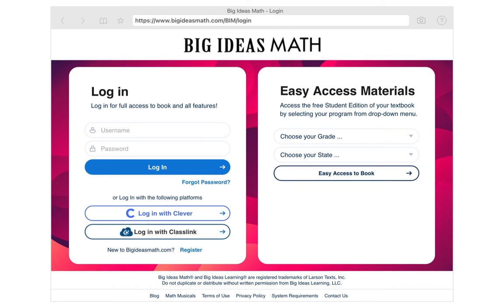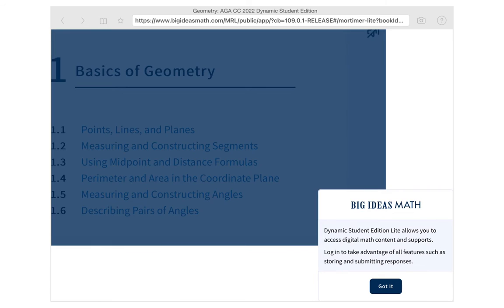I do want to point out to you, I think I mentioned this earlier in the year, but if you go to bigideasmath.com, and you might see this part of it first, but if you scroll down, you'll see this easy access materials. This is the digital version of your textbook. If you choose Geometry and Massachusetts and click on the easy access book, you should be able to see your textbook.